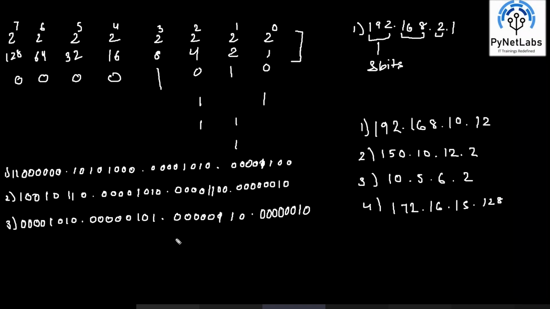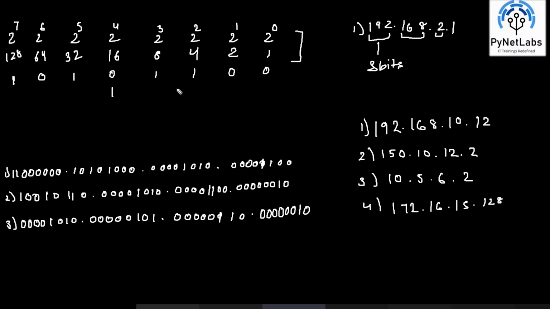So let's now understand the same for 172.16.15.128. Let's see how that's going to work. For 172, we will first of all take 128 as on, and we can add 32, which will result in 160. Now we have 160, we just need to add 12. So we can take 8 and 4 with it so that it results in 172, and the rest of them will be 0. Now we have 16.